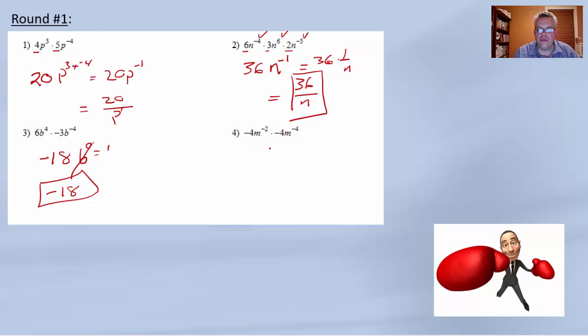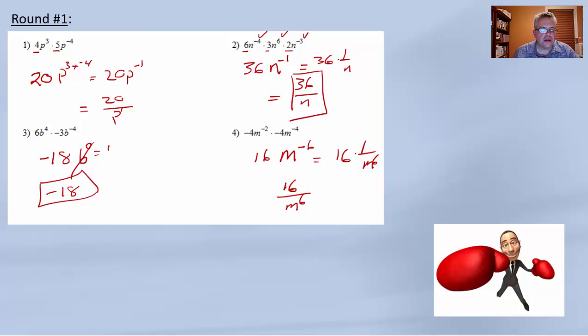All right, this one, negative 4 times negative 4 is positive 16. Add the exponents. Since we're multiplying powers, we get negative 6. That's 16 times 1 over m to the 6th. I usually leave this step out, but that's kind of showing why we get an m to the 6th in the denominator. And then when we multiply those, we just get 16 over m to the 6th.